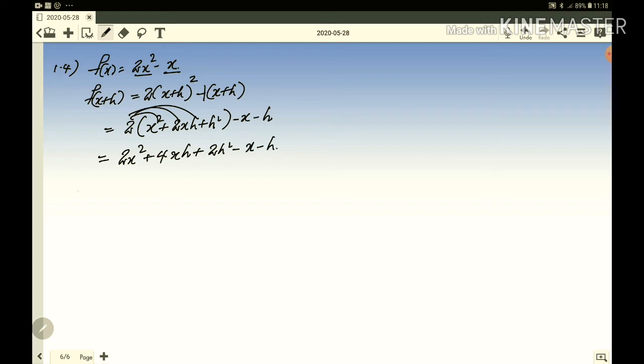Now I have to use the formula f dash x. I'm writing the formula in each of the questions because it's very important.